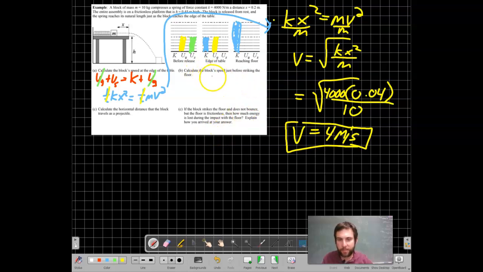Calculate the block's speed just before striking the ground. Just before striking the floor. So that's this one. So all of our energies in the beginning equal all of our energies in the end.